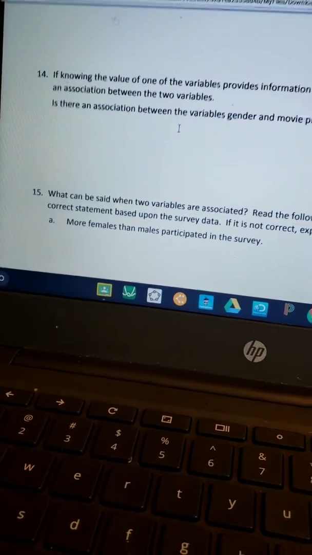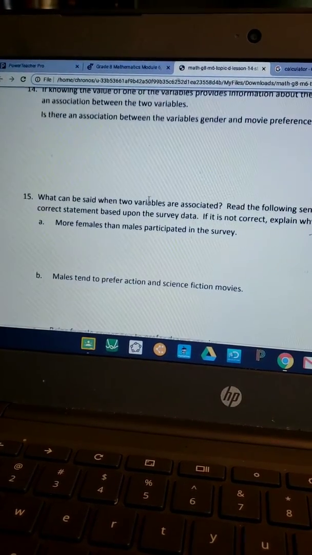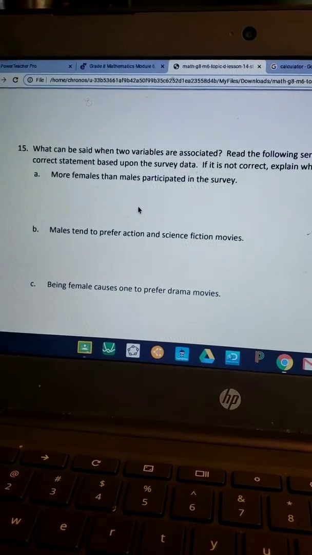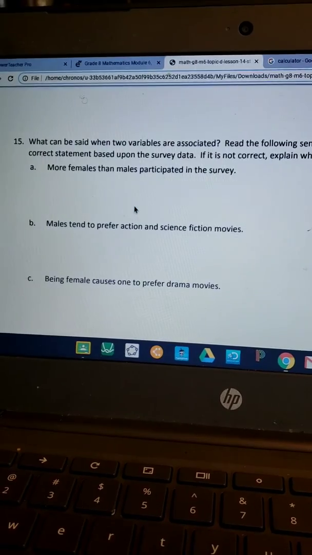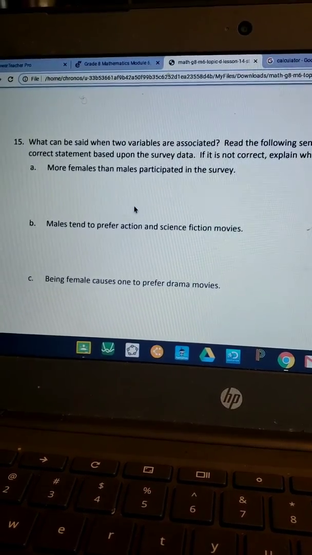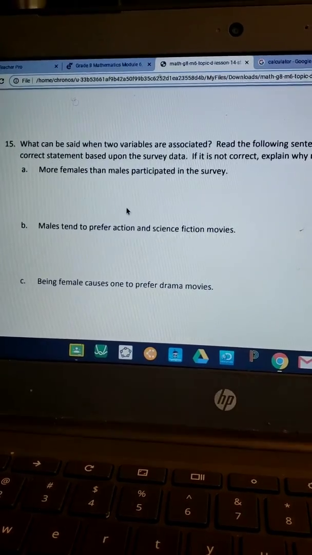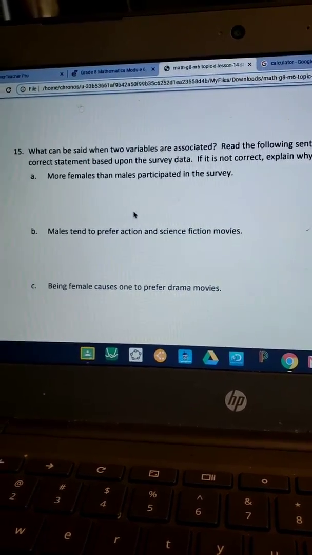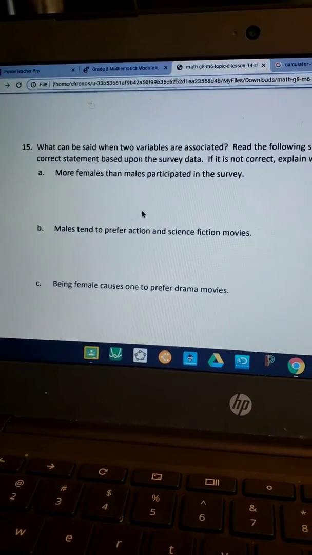Number 15 says, what can be said when two variables are associated? Read the following sentences. Decide if each sentence is a correct statement based upon your survey. And if it's not right, tell us why. A says, more females than males participated in the survey. You can go back to your original data and see that you had 240 girls and 160 boys. So that is correct.